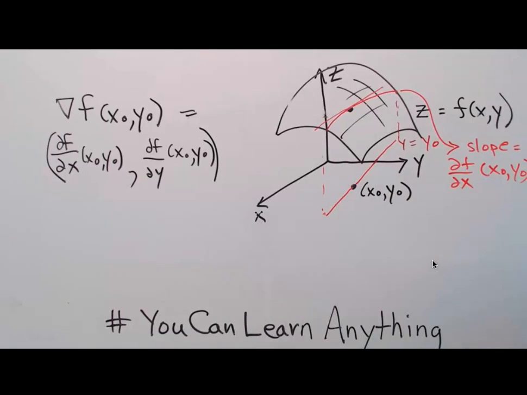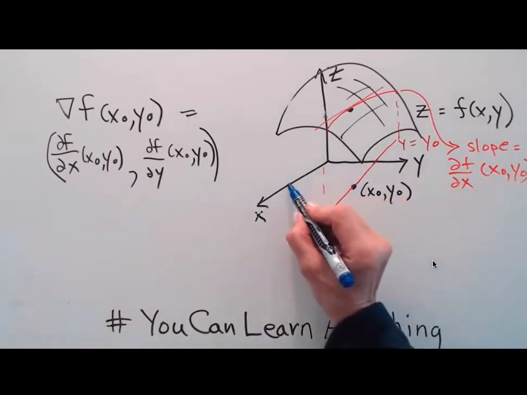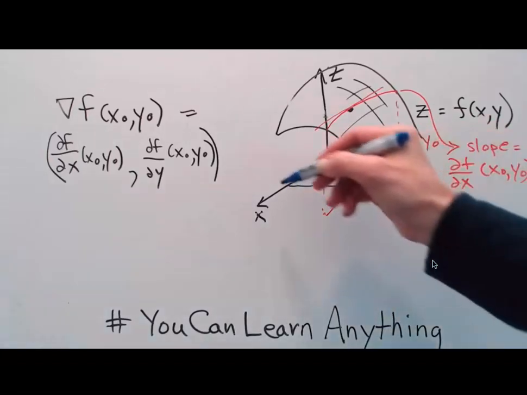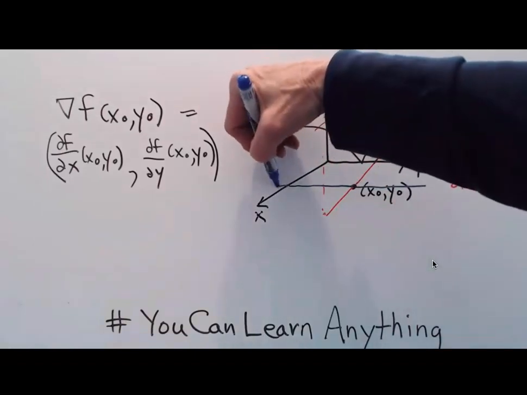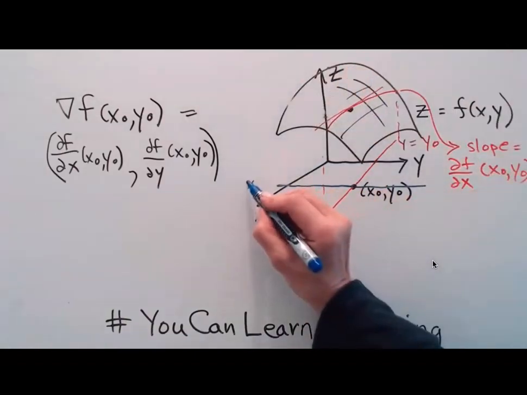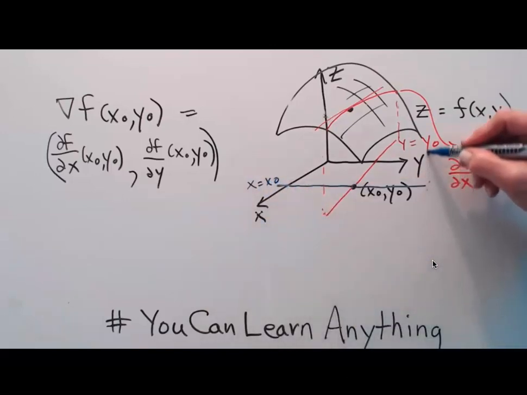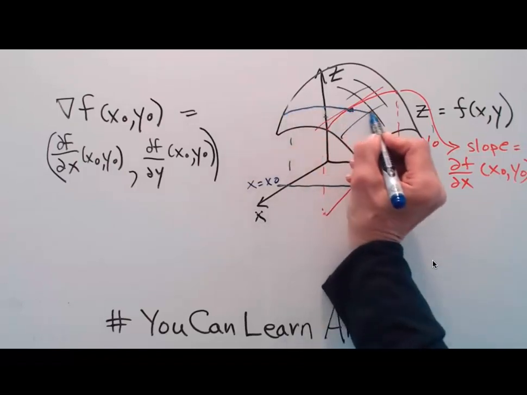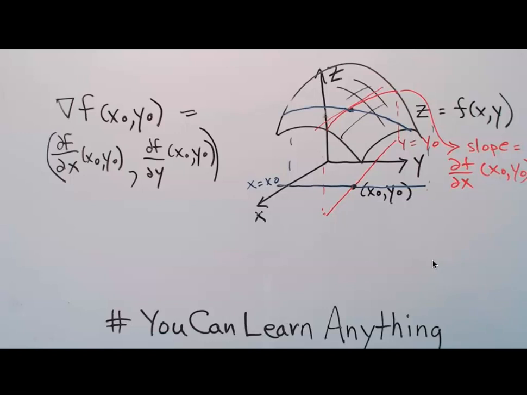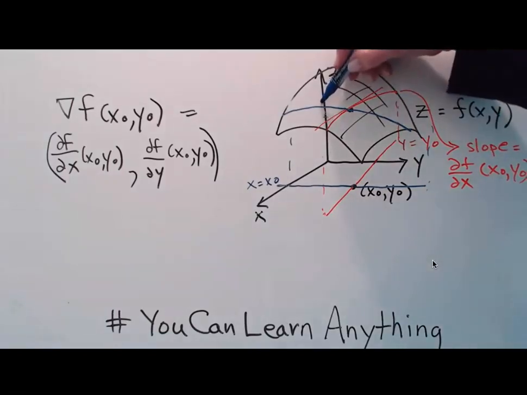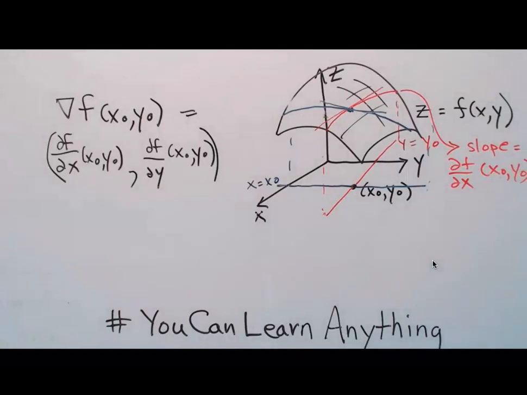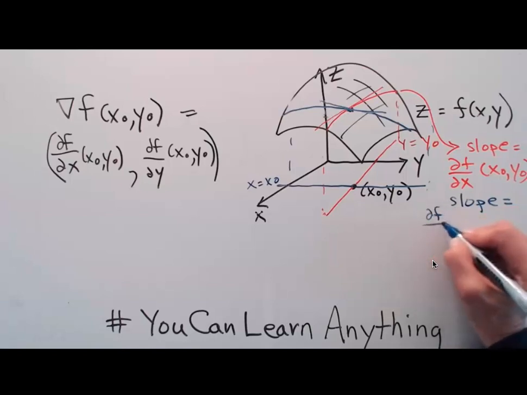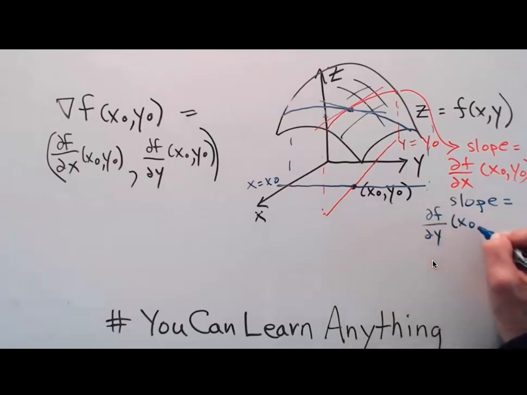Okay? Now, what about the partial derivative with respect to y? Well, we do the same thing, but we draw a line now parallel to the y-axis, and this is x equals x0. We can bring it up into a plane, and it too is going to make a curve, and that curve has a tangent line, and the slope of that tangent line is the partial derivative of f with respect to y at the point x0, y0.